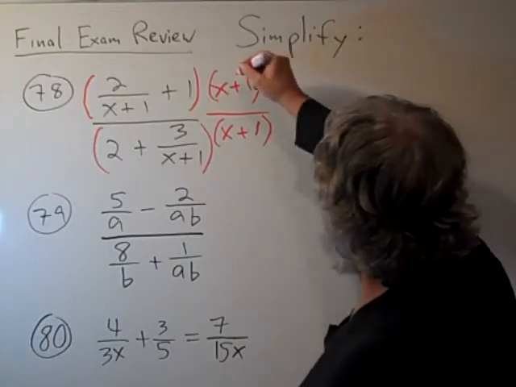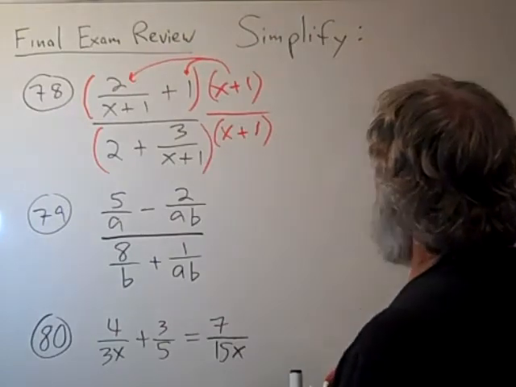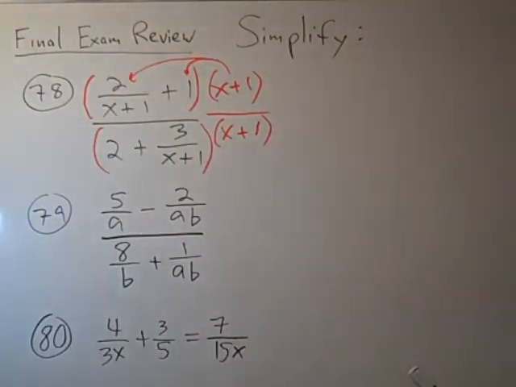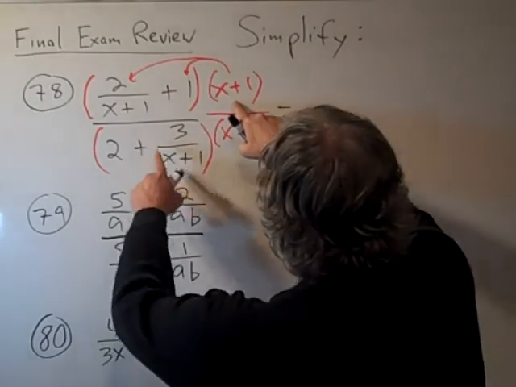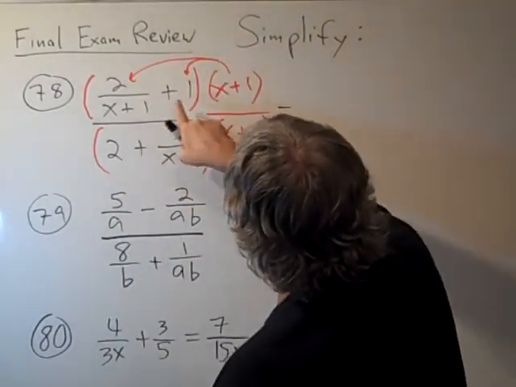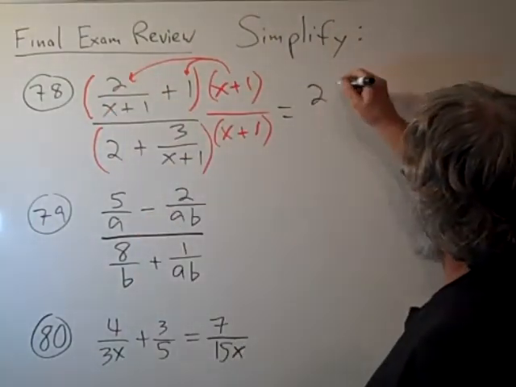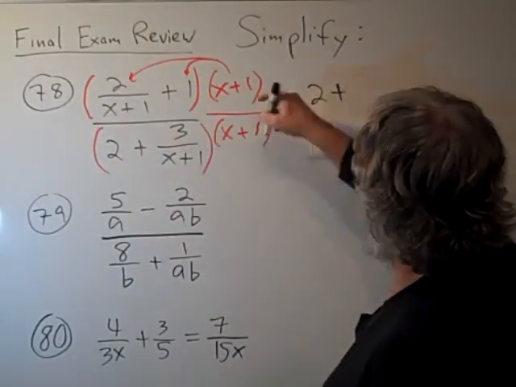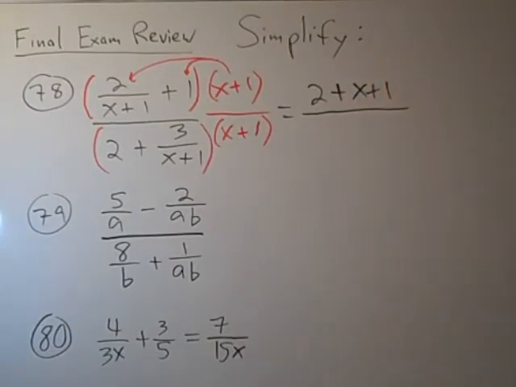Now the x plus 1 distributes through the parentheses here. And as you do this, cancel first and then multiply what's left. So here's what I mean. This multiplies times the 2 up here until the x plus 1's cancel and you're just left with 2. And then plus 1 times x plus 1 is x plus 1. The numerator has been completely simplified there.